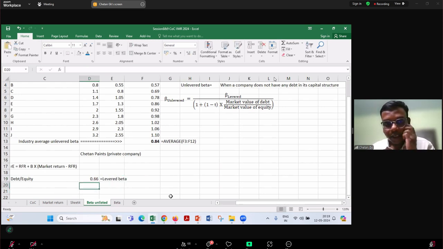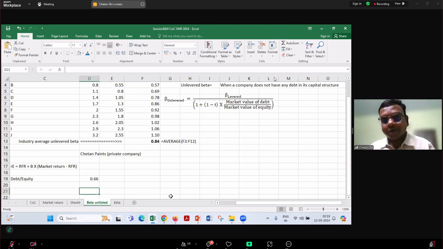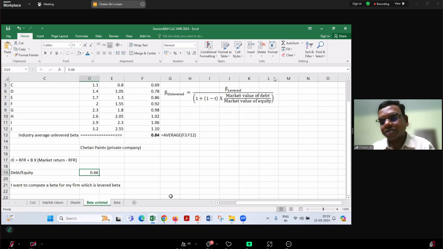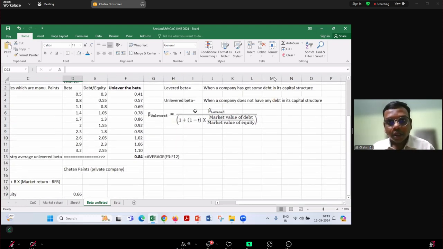It is actually not a levered beta, sorry. This is what unlevered means: I want to compute a beta that should be unlevered. So that should be levered. I want to compute a beta for my firm, which is a levered beta, because there is debt in the capital structure. So what I do now is, I have to compute a levered beta.